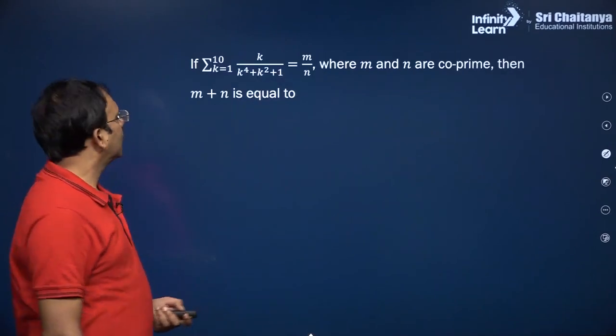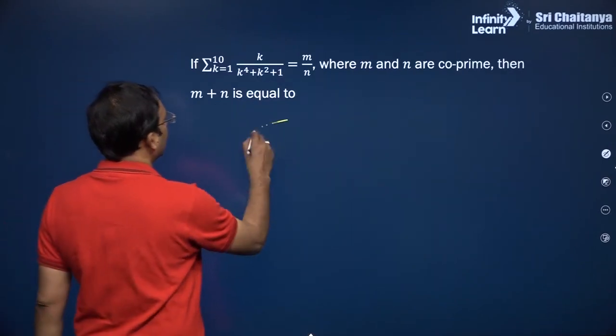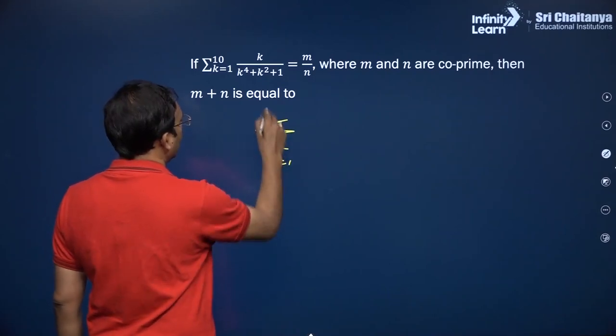Just solve it. Next, you see this particular summation, this one you can write as sigma k is equal to 1 to 10.